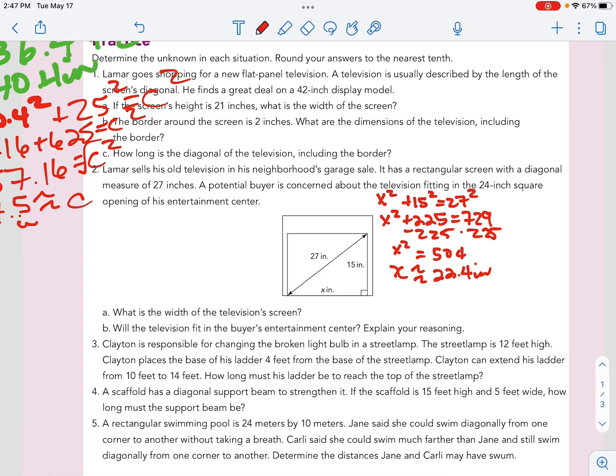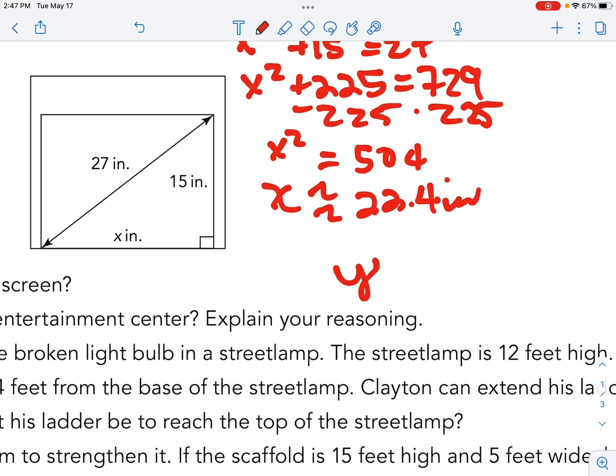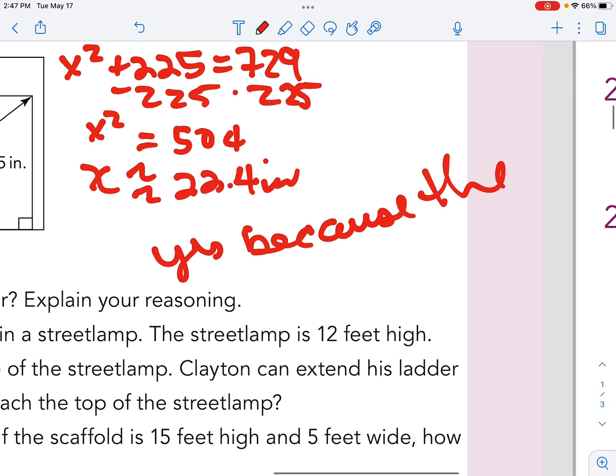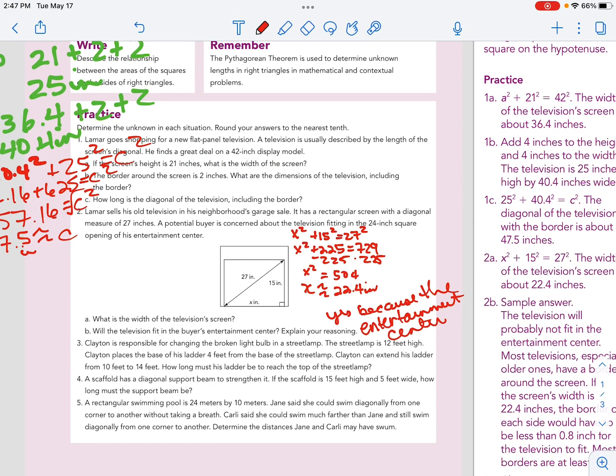Will the television fit in the buyer's new entertainment center? Well, yes, it will, because the entertainment center, hold on. Sorry. It helps if you read the whole question. Okay. A potential buyer is concerned about the television fitting in the 24-inch square opening.